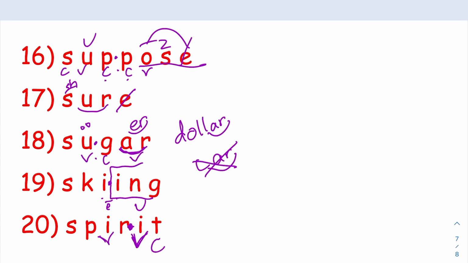Spirit. S-P-I-R-I-T. Spirit. Good. The last two here we have were not, weren't, and does not, doesn't. Good.